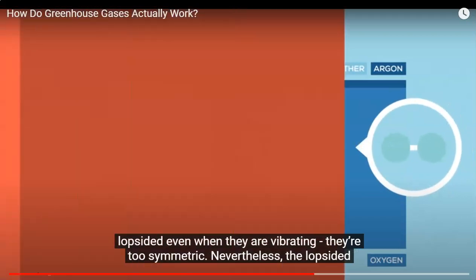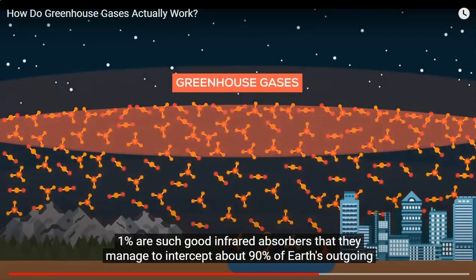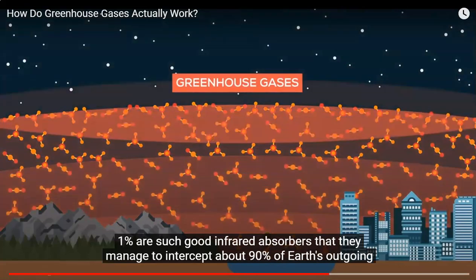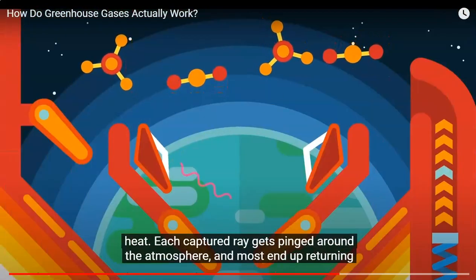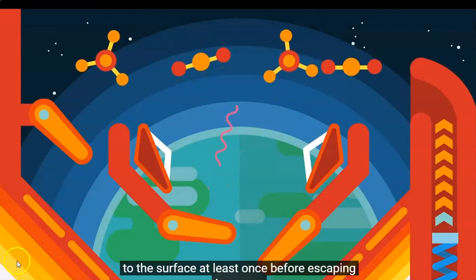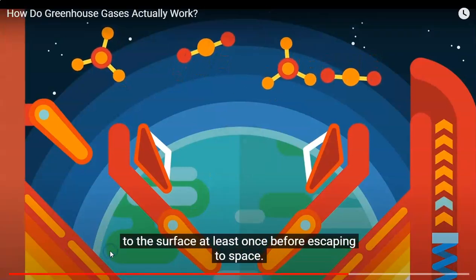They're too symmetric. Nevertheless, the lopsided 1% are such good infrared absorbers that they manage to intercept about 90% of Earth's outgoing heat. Each captured ray gets pinged around the atmosphere, and most end up returning to the surface at least once before escaping to space.